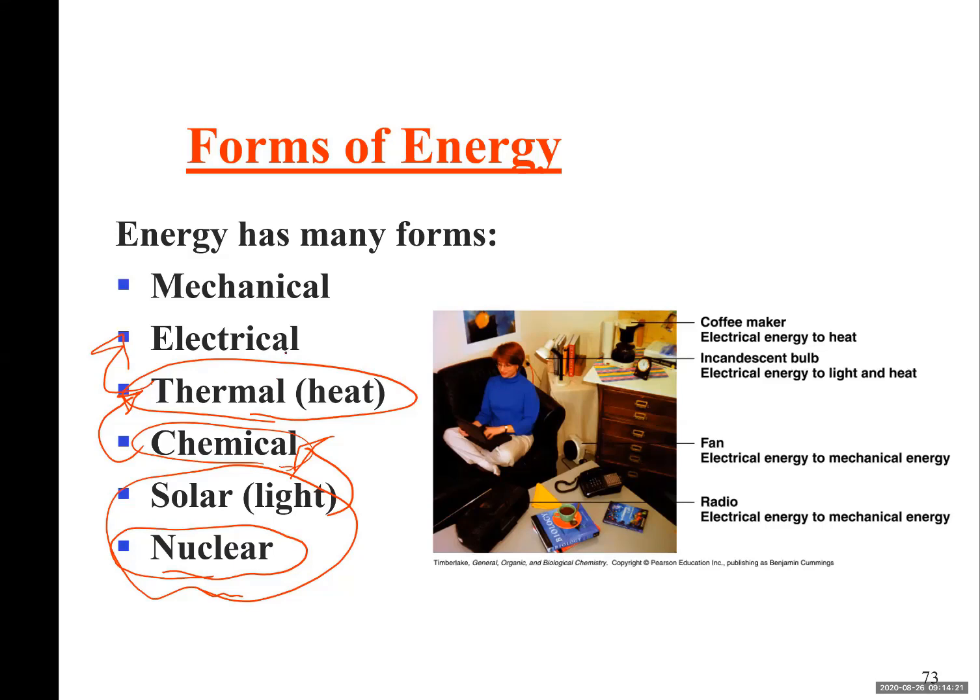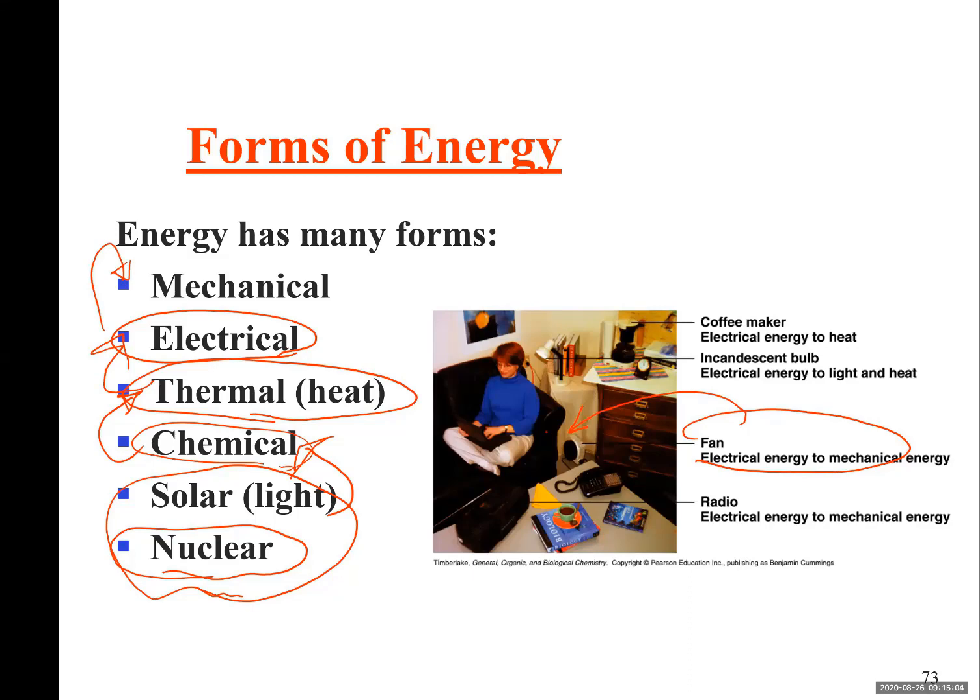Would someone like to give me an example of conversion of electrical energy to mechanical energy? Anybody? Just open your audio and give me an example. Electrical energy to mechanical energy. Battery powered bike. Yes, electrical cars, electrical bikes. How about the fan right here in the picture, converting electrical energy into mechanical energy.